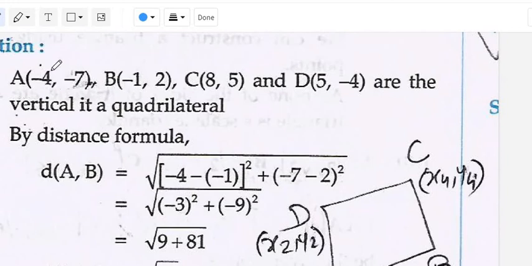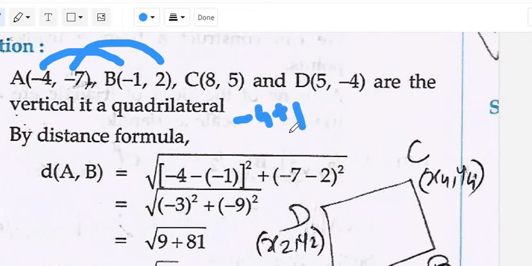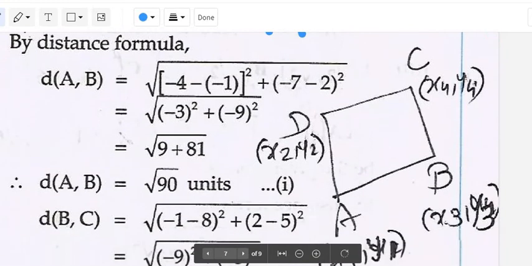Minus 4 minus 1 here, (minus 4 minus 1) to the whole square, (minus 4 minus minus 1) because minus sign is there, and (minus 7 minus 2) to the whole square. Now minus minus plus, that is minus 4 plus 1, minus 4 plus 1 is minus 3 to the whole square plus minus 7 minus 2 is minus 9 to the whole square. Now minus 3 square is plus 9, minus 9 square is plus 81 and 81 plus 9 is 90, that is under root 90 unit, that is distance AB.